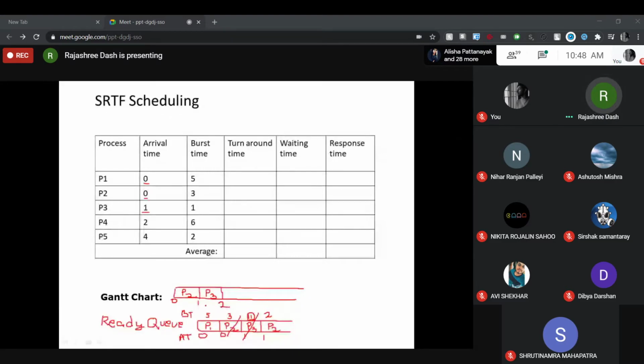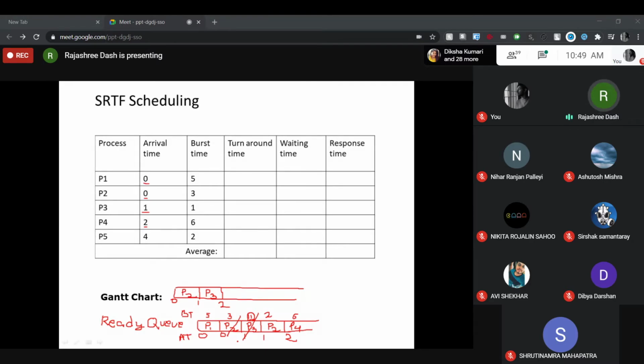So now just check, at time 2, another process enters into the ready queue. That is P4. For P4, the burst time is 6. So just check, by this time P3 has already completed its execution. And there are only 3 processes in the ready queue. One is P1, another one is P2, and one more is P4.